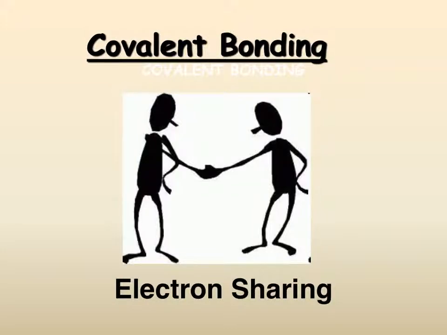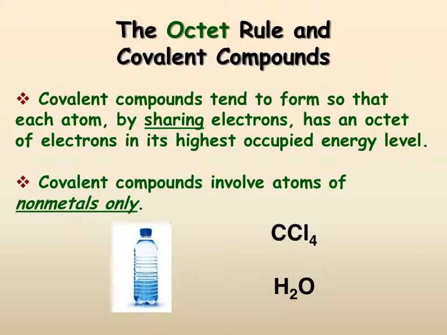So the other major type of bond that we will work with in class is a covalent bond. They are different from ionic bonds in the fact that they share electrons instead of one ion stealing an electron from another. So covalent bonds form so that each atom, through sharing, fulfills its octet and gets to the most stable level of electrons.